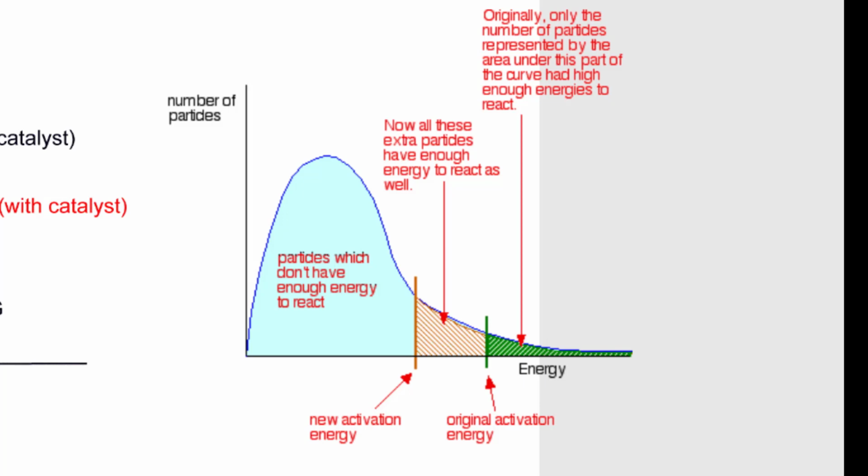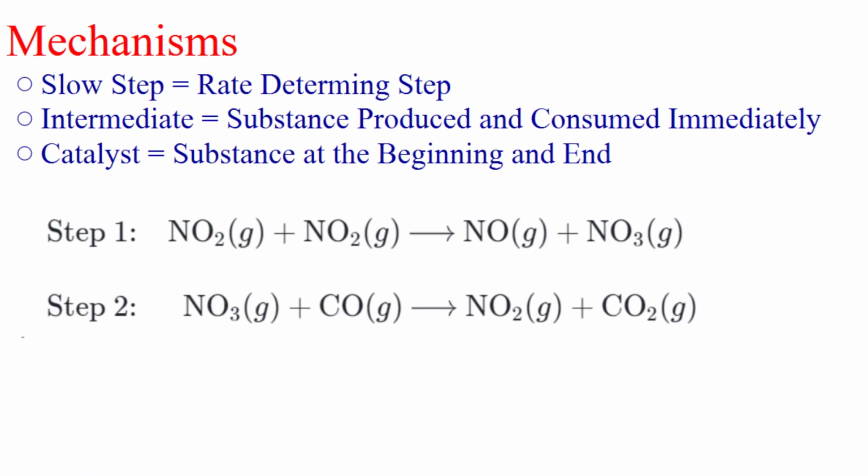So what does a catalyst do? It lowers that activation energy, and when it lowers that activation energy, it increases the area, the number of particles that have the sufficient amount of energy to react. And so you have a greater amount of chances or probability of having a chemical reaction with a catalyst.